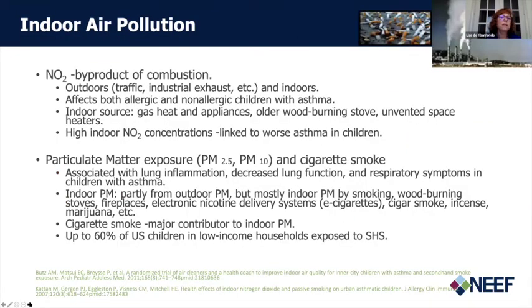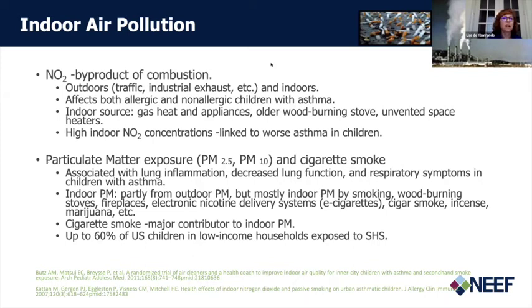All right, let's talk about indoor air pollution. You can have a house that is in one of the areas of town with the poorest air quality, and yet the indoor air pollution can be much higher inside, and that can be directly due to cigarette smoke. I'll talk about that in just a minute, but indoor air pollution typically comes from the majority of two sources: nitrogen dioxide, which is a byproduct of combustion, and particulate matter exposure, which includes cigarette smoke.